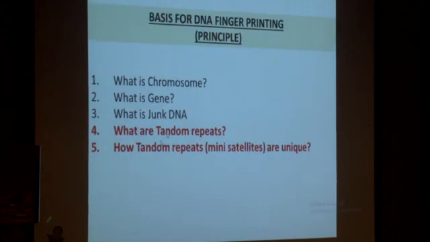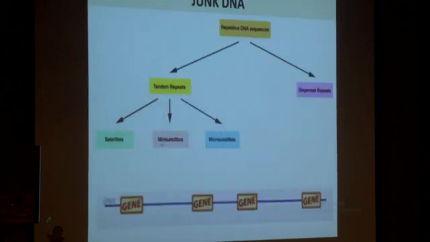So basically, what are tandem repeats and how are these tandem repeats unique? I told you we have two types of DNA. We have the coding DNA and the non-coding DNA, which is also called junk DNA. Now it is the junk DNA which keeps on repeating. This is called tandem repeats. It can be at minisatellites or short tandem repeats or long tandem repeats. Now these short tandem repeats are unique for each individual. So the repetitive DNA sequences in the non-coding DNA are called tandem repeats. It can have satellites, minisatellites or microsatellites. It is these minisatellites which are unique for each individual.